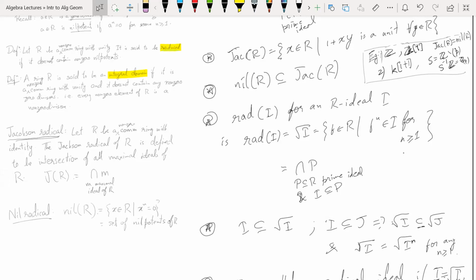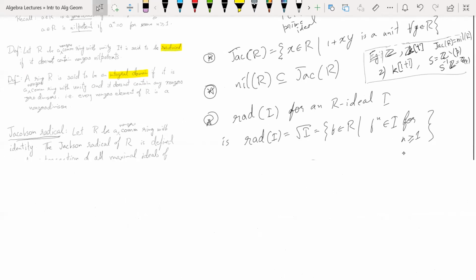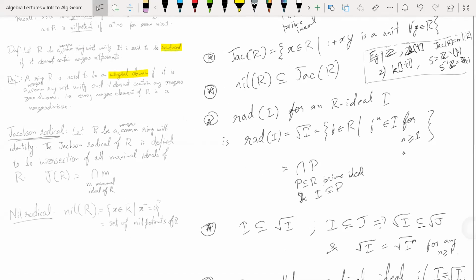So it is not too far away from nil radical actually. Another description of rad I is in terms of nil radical: you have a natural quotient map phi from R to R mod I. So rad I is phi inverse of the nil radical of R mod I. So that's more or less the definition.